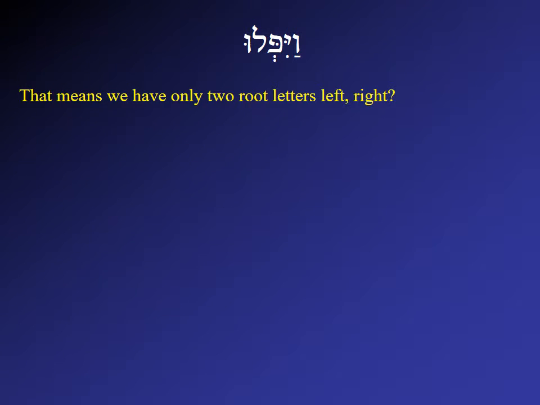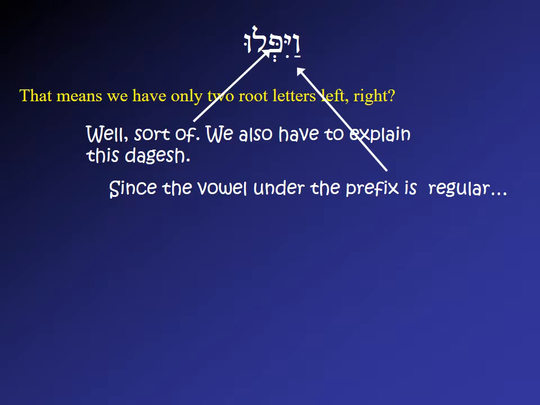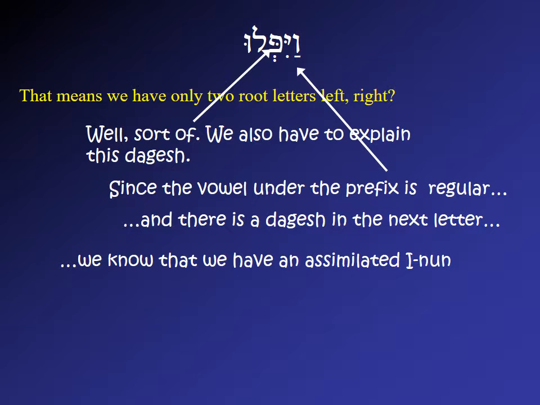If that's the case, then we have only two root letters left, pe and lamed. Although, in fact, there is a dagesh here that we have to explain. This is not a PL form of the verb, and since the vowel under the prefix is regular, hirek, it's what we normally expect in the prefix form. Those two clues together tell us that what we have is an assimilated first nun.